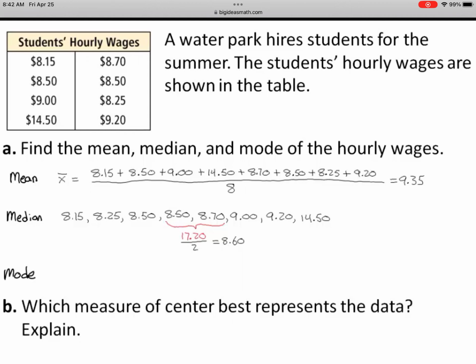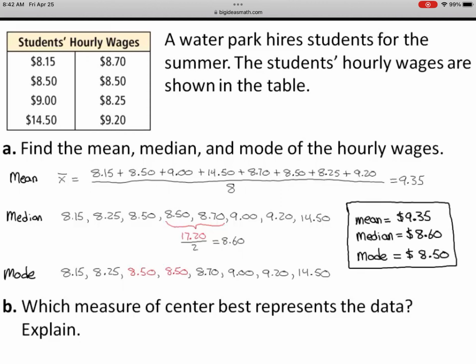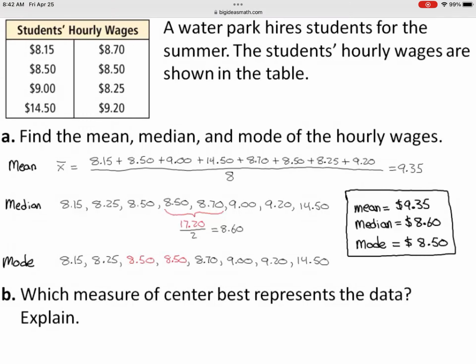Next find the mode. With the data in numerical order, you can see that $8.50 occurs most often. So the mean is $9.35, the median is $8.60, and the mode is $8.50.